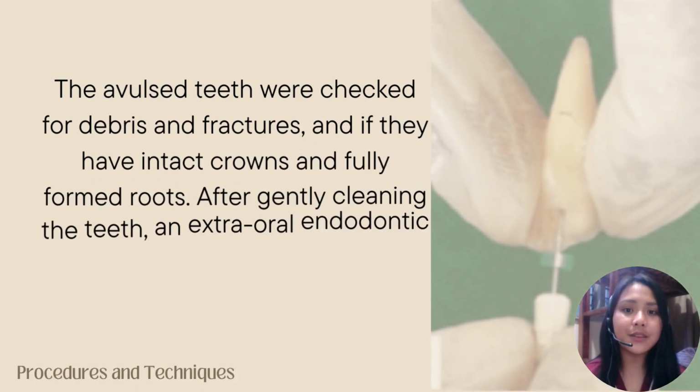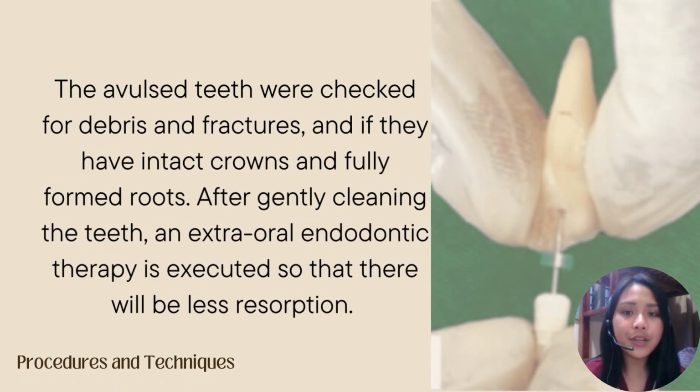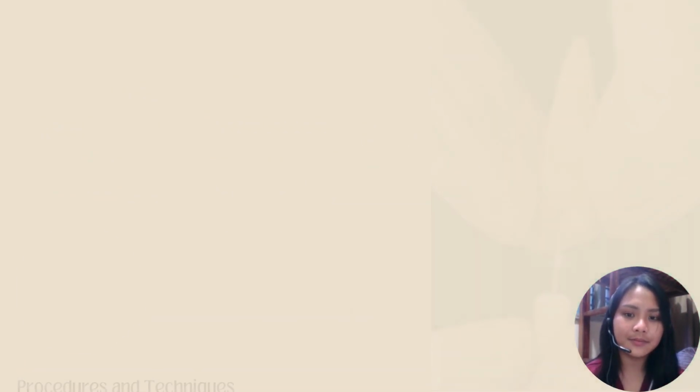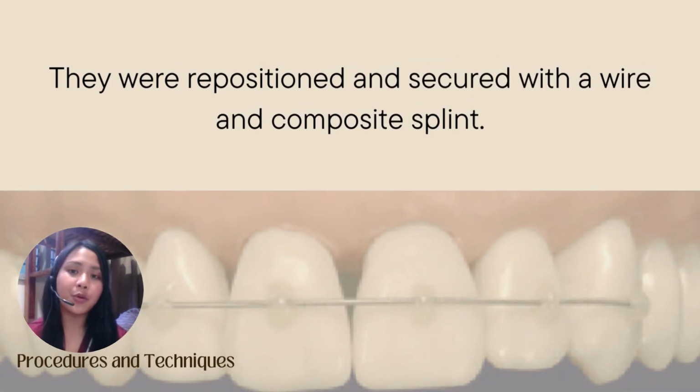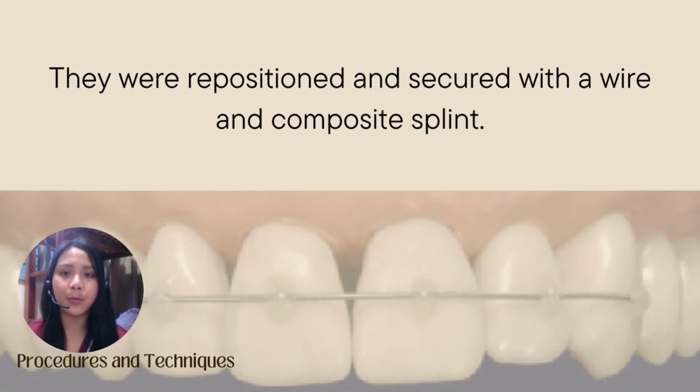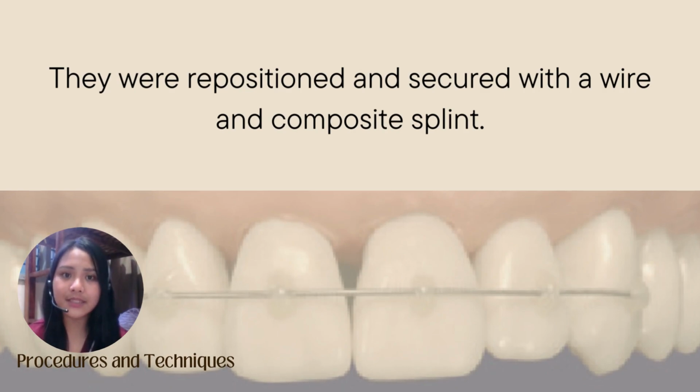The avulsed teeth were checked for debris and fractures and if they have still intact crowns and fully formed roots. After gently cleaning the teeth, an extraoral endodontic therapy is executed so that there will be less root resorption. After which they were repositioned and secured with a wire and composite splint. The patient was advised to keep the splint for 2 weeks.